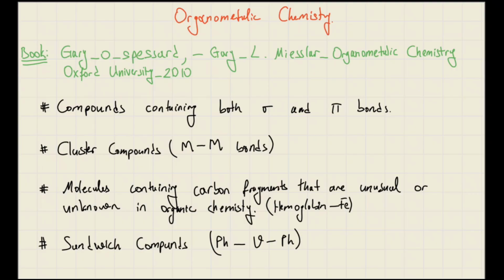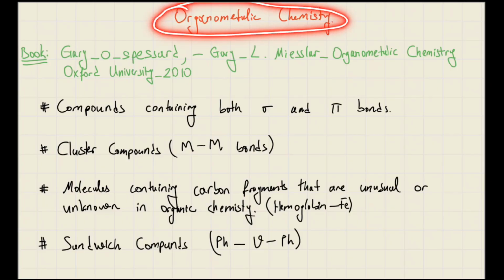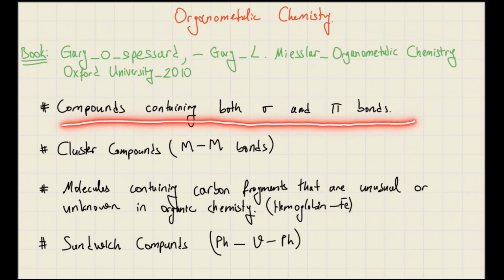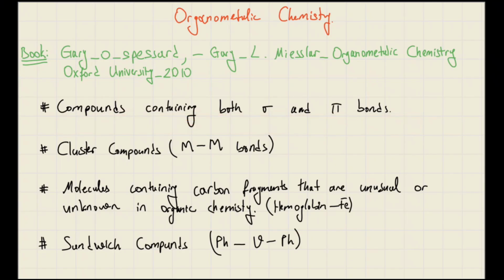Hello, today I will talk about organometallic chemistry, and this will be an introduction course. And what is organometallic chemistry? It's a very interesting part of chemistry, I think, and this is the book that I will follow. What we are looking at in organometallic chemistry is compounds containing both sigma and pi bonds, but these are generally metal complexes, and they can make very interesting compounds.